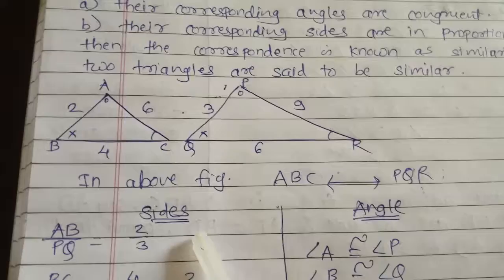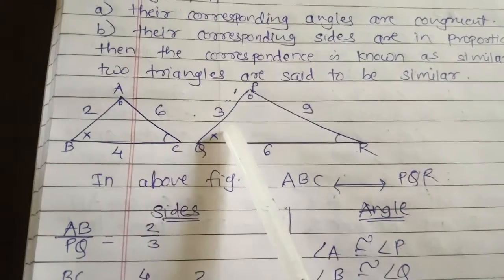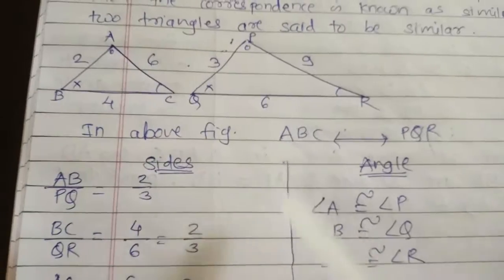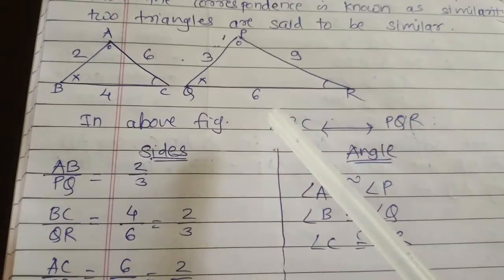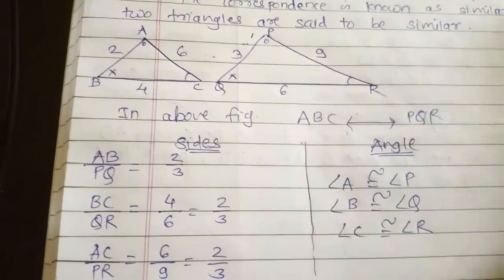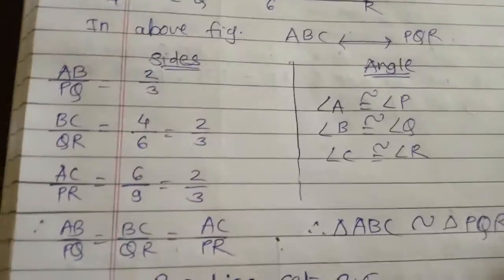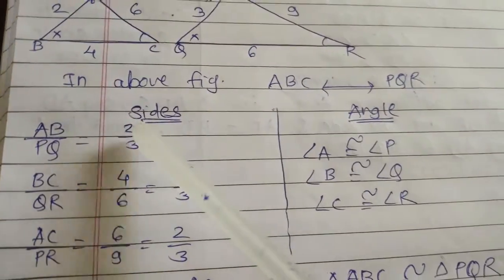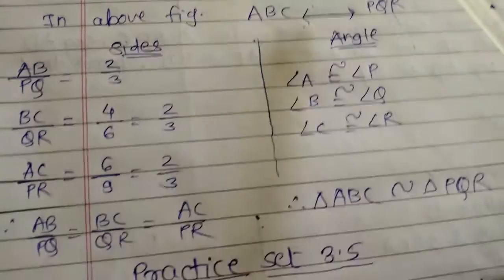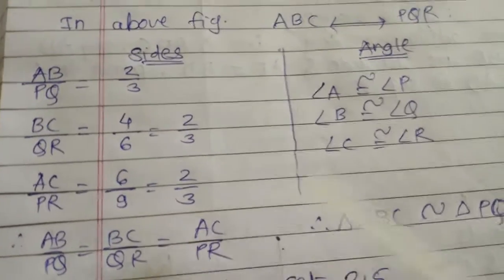First we're going to say about the sides. So AB upon PQ. So AB is 2, and PQ is 3. So 2 upon 3. Next BC upon QR. So 4 upon 6, that is again 2 by 3. And the last one, that is AC upon PR. So AC is 6 and PR is 9. So by reduction we get again 2 by 3, which means the ratio of the three sides, AB upon PQ, BC upon QR, AC upon PR, these ratios are the same, and so all the sides are in proportion.